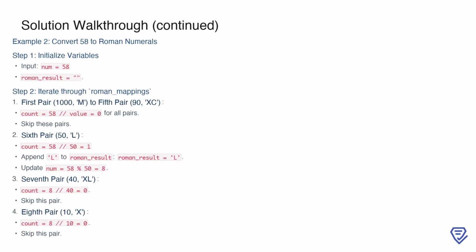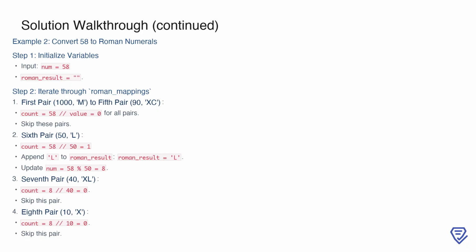Now, let's take the input 58 and convert it to Roman numerals. We start by initializing roman_result as an empty string. As we iterate through roman_mappings, the first 5 pairs, from 1000, M to 90, XC, all result in a quotient of 0 when dividing 58 by their respective values. This means these pairs are skipped since they do not contribute to the Roman numeral. Next, we process the pair 50, L. Dividing 58 by 50 gives a quotient of 1, so we append L to roman_result. The result is now L, and the remainder is updated to 8.